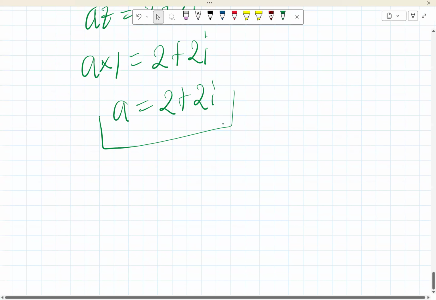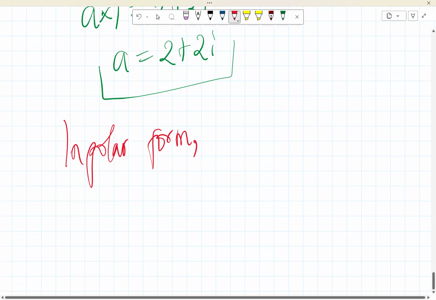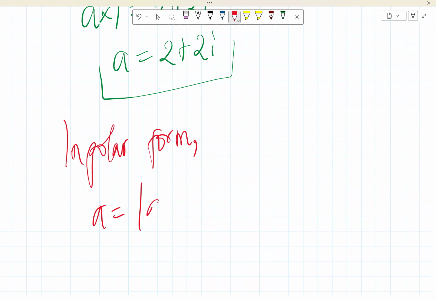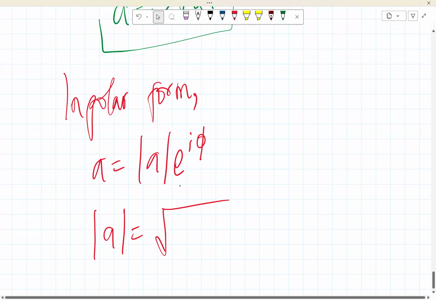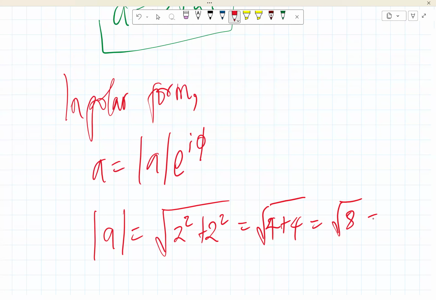But if you want it in polar form, that's optional. In polar form, A should be the absolute value of A, then e raised to the power i phi, if you like. So how do we do that? The absolute value of A now is the square root of 2 squared plus 2 squared. That is the square root of 4 plus 4, which is the square root of 8. And that is 2 root 2, settled for this magnitude.